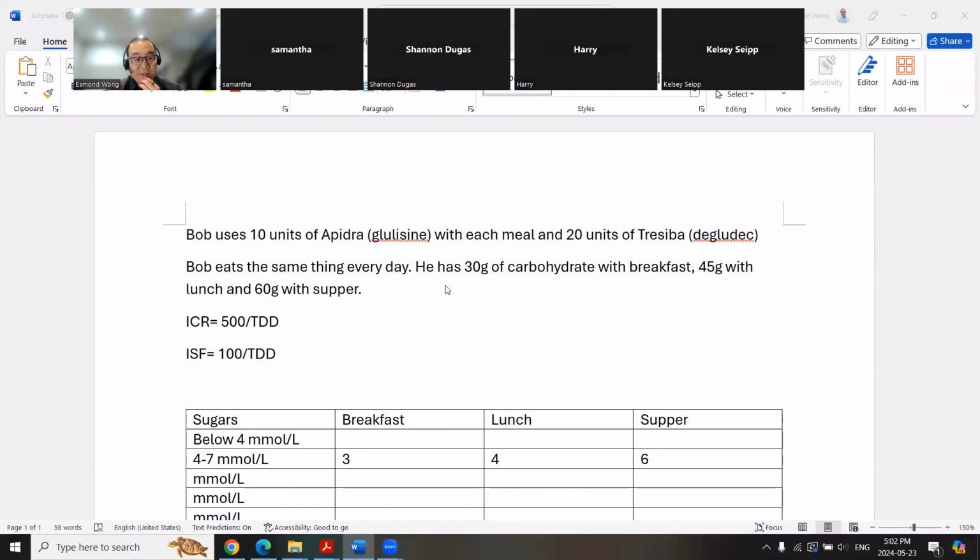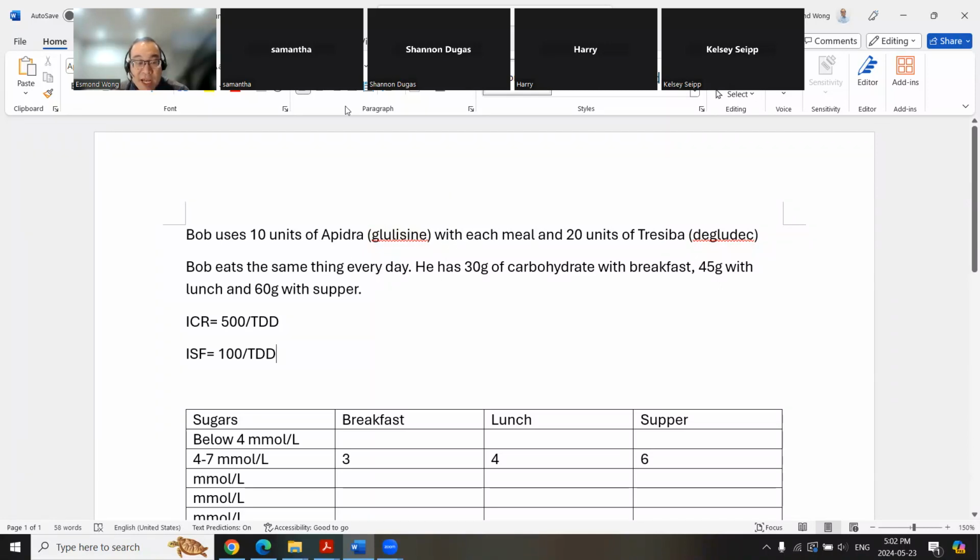Okay, perfect. So Keisha's question was on a sliding scale. So let's do a sliding scale together and figure out how it works. Let's use a really simple example. Let's go with Bob here. He takes 10 units of Apidra, which is a rapid-acting insulin, and then 20 units of Tresiba, which is one of the long-acting analogs. He has the same thing every day. He has 30 grams of carbs with breakfast, 45 with lunch, and 60 with supper.